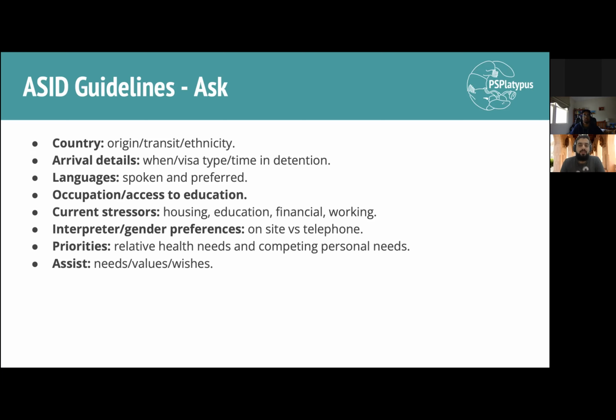You need also to ask about their interpreter. Do they need an interpreter if they are not able to speak the English language, their preferred language, and also their gender preferences, because some refugees, for example, due to probably religious reasons or any other reasons, like females, prefer to be treated by female doctors.